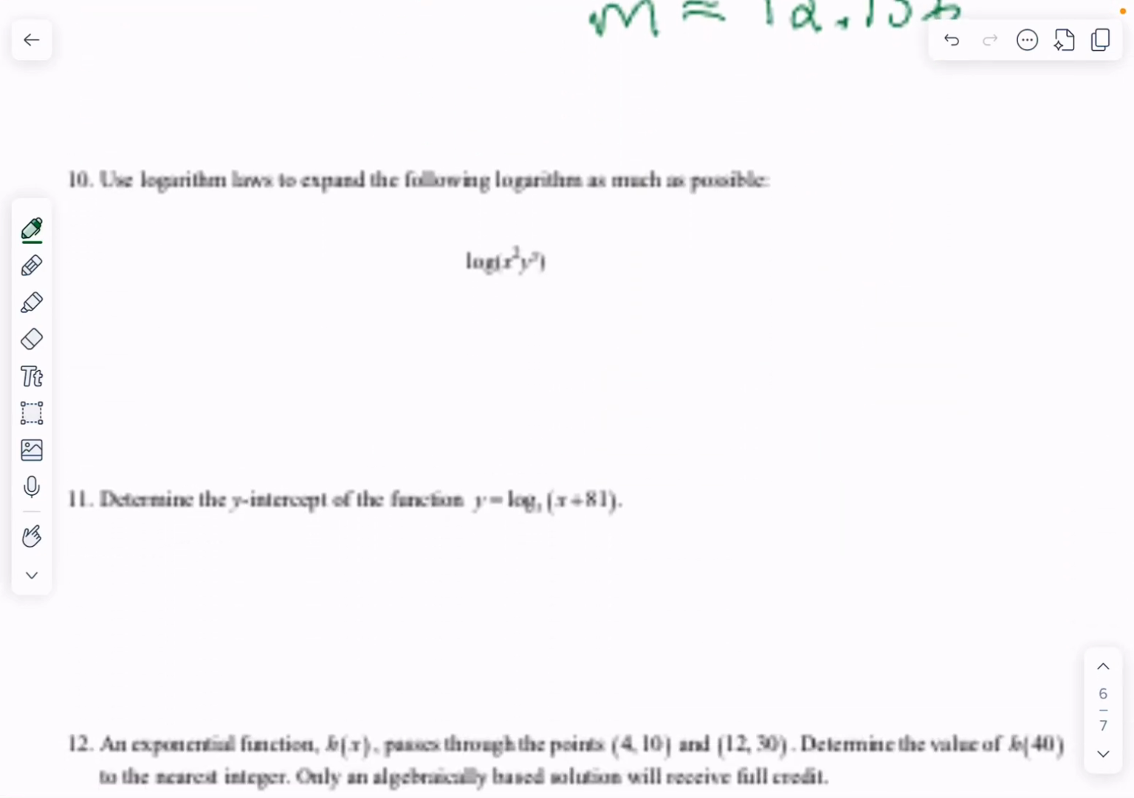Okay, here is the continuation of the Unit 4 review. This is 10, 11, and 12, which are the extended questions.